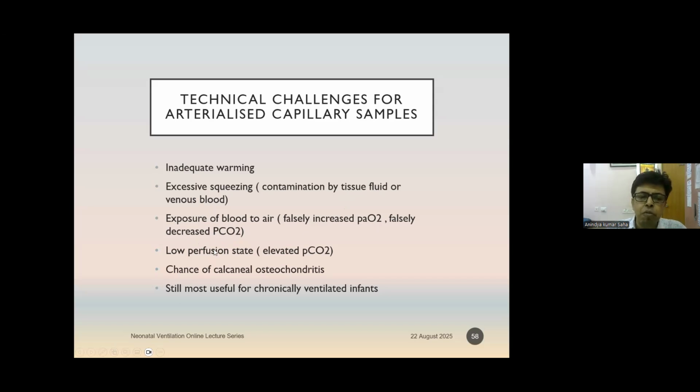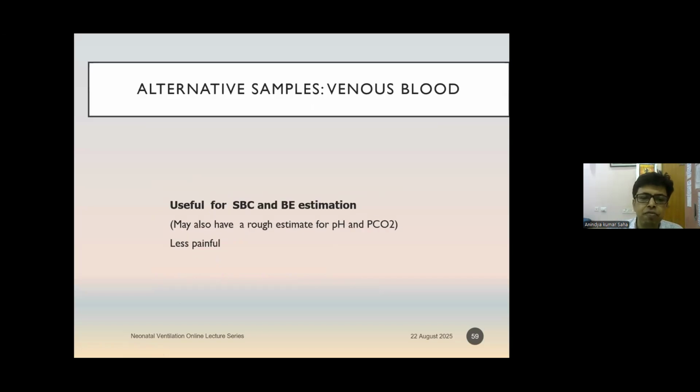But in spite of all these things, if the baby is having a prolonged stay and needs repeated sampling, it is most useful for chronically ventilated infants. The most non-dangerous or innocuous sampling is the venous blood sampling.